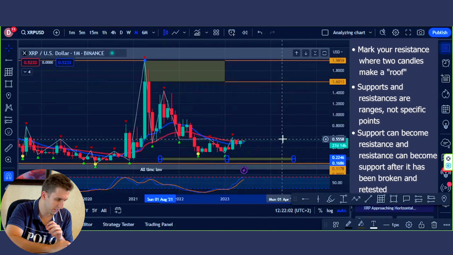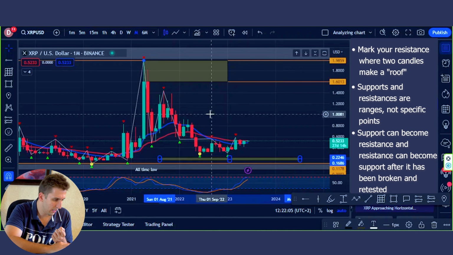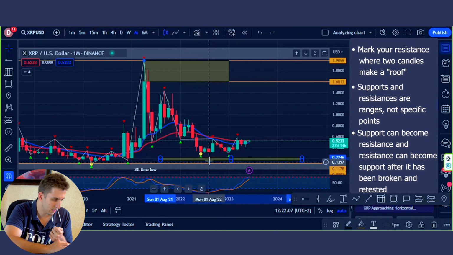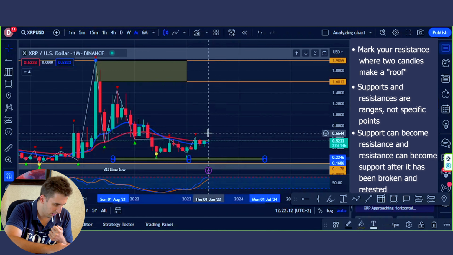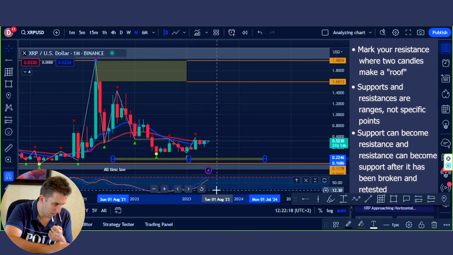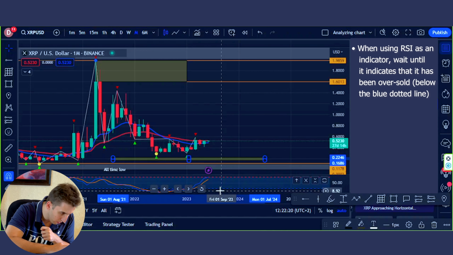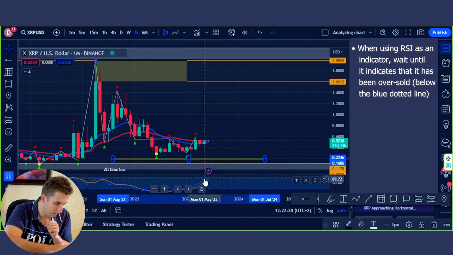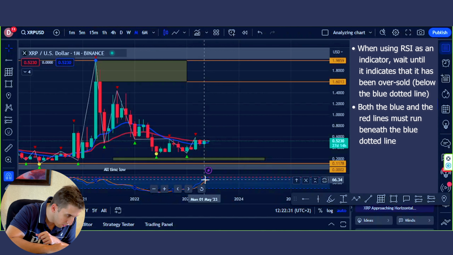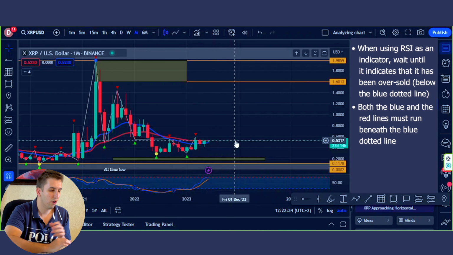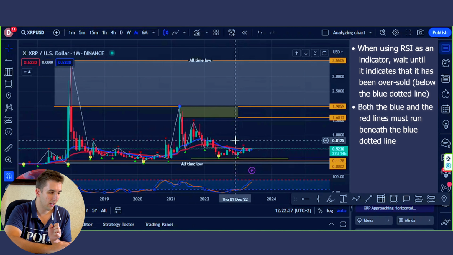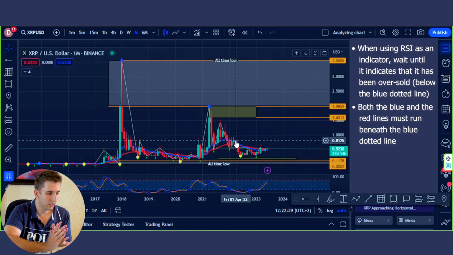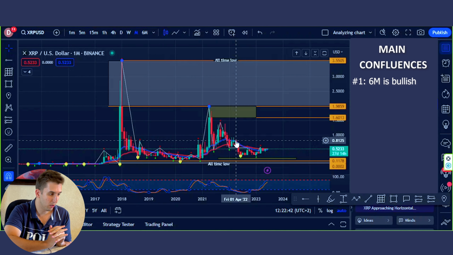I'll make some videos on it. So now that we've got our monthly support and resistance, here's our resistance, here's our support. Let's look at the RSI. If we want to buy, we would want it to show that it is oversold. So we'd want it to go below this blue line, so below this 20, to tell us, okay, let's buy. And we'd want both of these, this blue curve and the red curve, to go under here to confirm with the RSI. So currently our two main confluences are the fact that my 6 monthly is bullish, my monthly is also bullish.